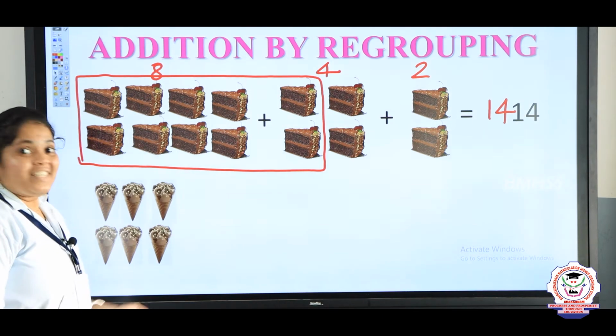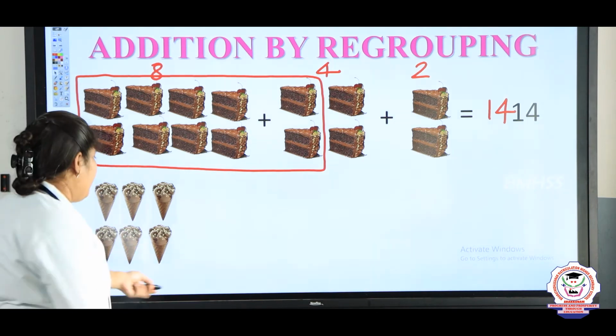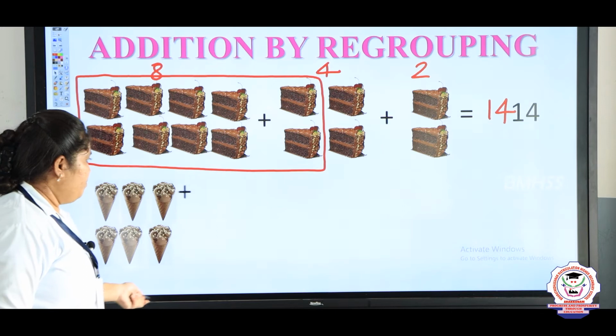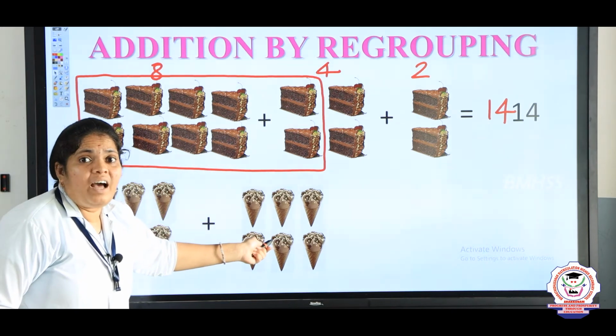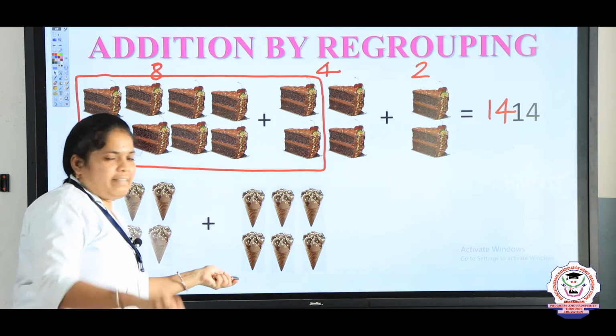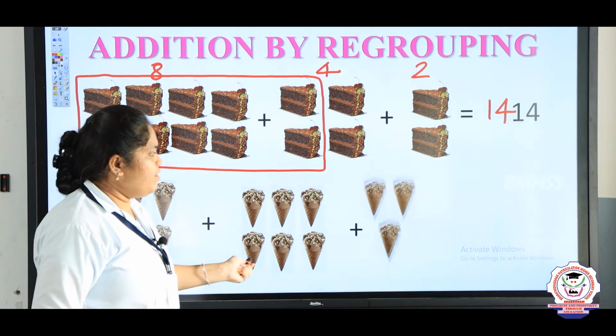What is this? It is ice cream. How many ice creams are there? Very good. 6 plus how many ice creams are there now? Very good. Suppose 6. Now how many are there?